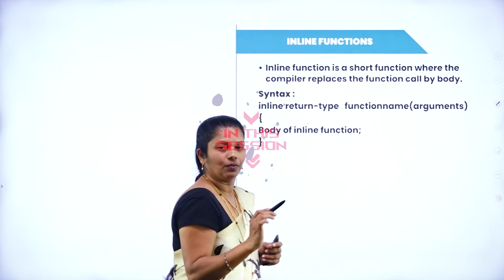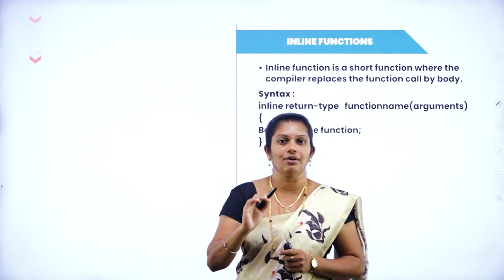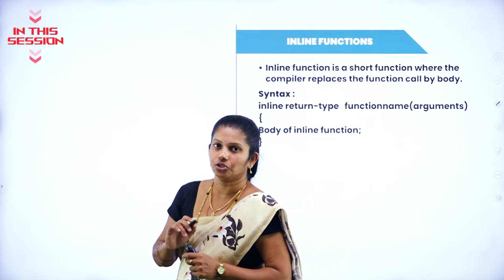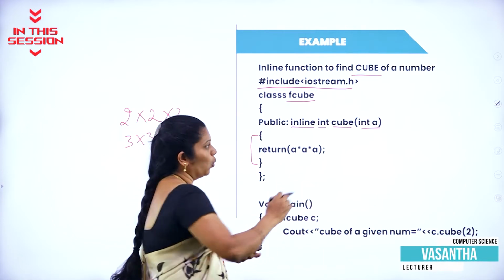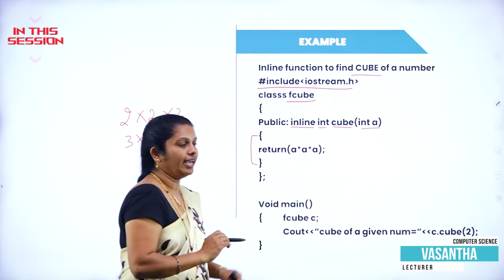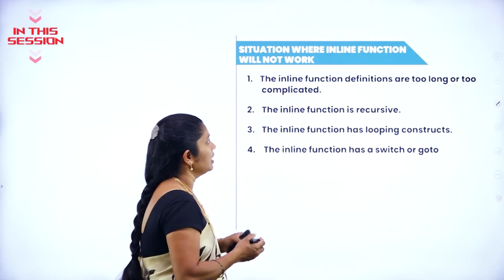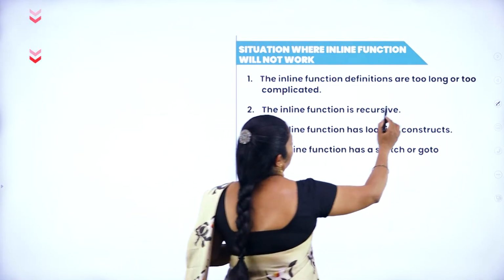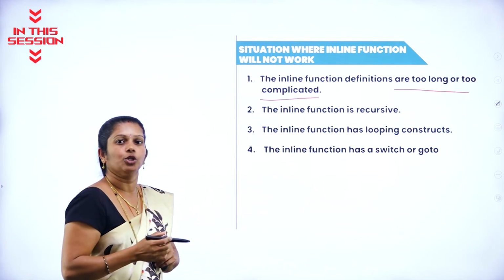An inline function is a short function where the compiler will replace the function call by the body of the function. We have written a into a into a. Whatever value we are given for a, it will calculate a into a into a. If the inline function definitions in the program are too long or complicated, then it will not work.